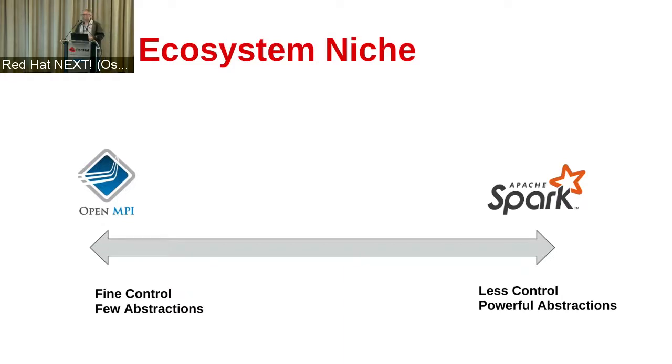So imagine the space of platforms for parallel computing. Over on one end you have tooling like OpenMPI, which offers you obviously very, very fine control over what you're doing, but gives you no real abstractions to work with. So it's all on you to do all the right things. And at the other end, you have something like Apache Spark, which technically offers you less control in some ways, but also offers you extremely powerful abstractions to get your work done.